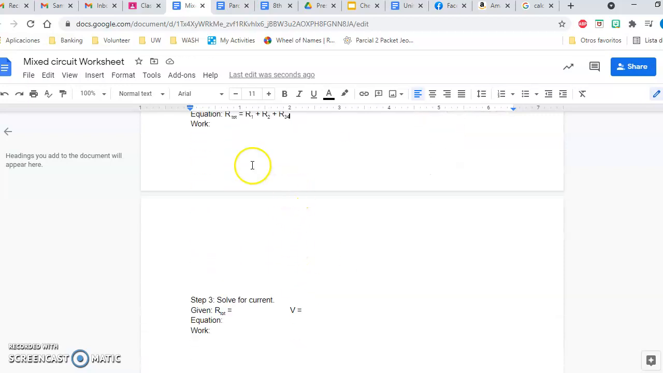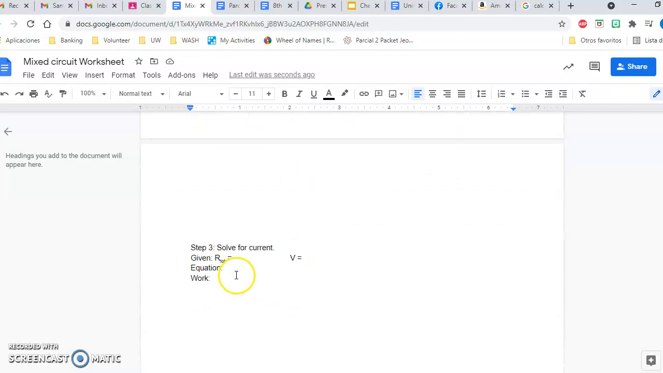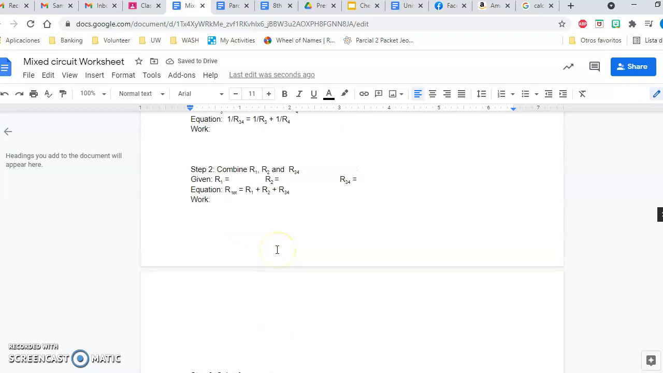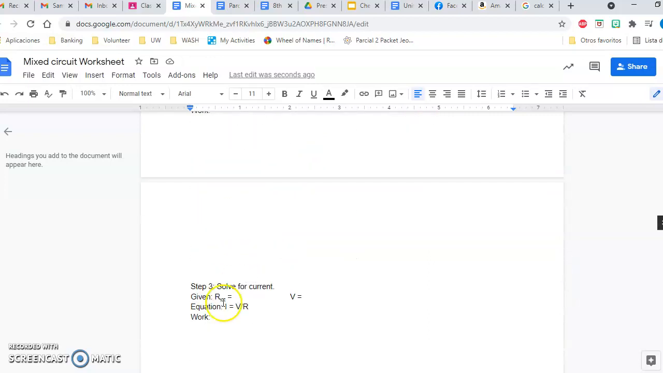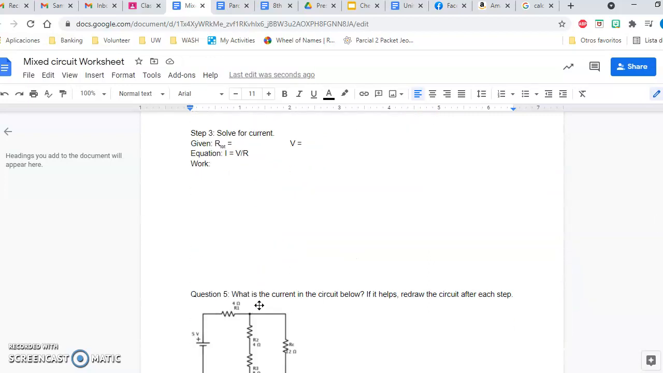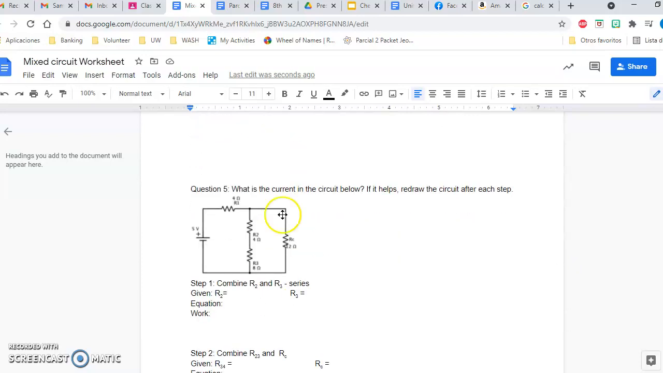And then once we have our answer for our total, we're going to use our same equation, I is equal to V divided by R, to solve for current. So step 1, we're going to use our parallel equation. Step 2, we're going to use our series equation. Step 3, we are going to solve for our current.